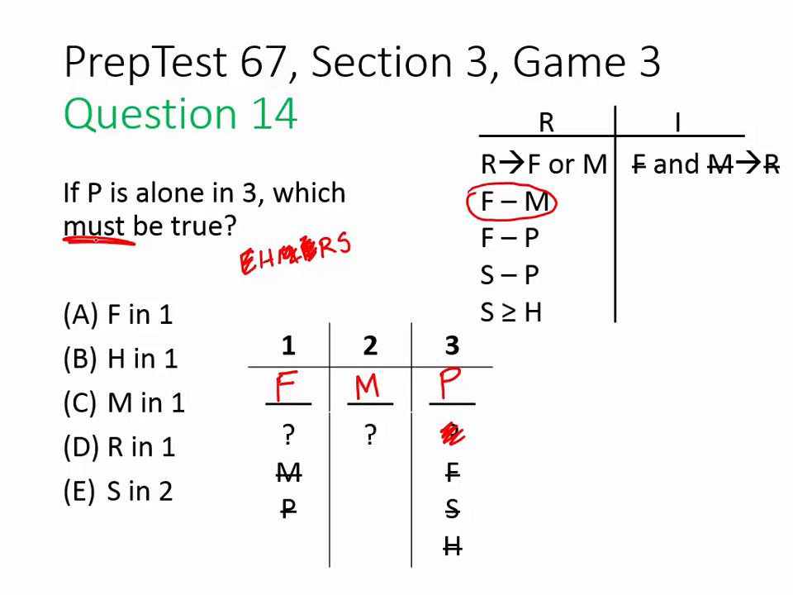So we're looking for something that must be true. Right off the bat, F does have to be in 1. This is looking good. Does H have to be in 1? No, we described it as floating in this game. Does M have to be in 1? Nope, M is in 2. R, as we discussed, can float between 1 and 2. And S, as we discussed, can float between 1 and 2. Therefore, A is the only thing that must be true.